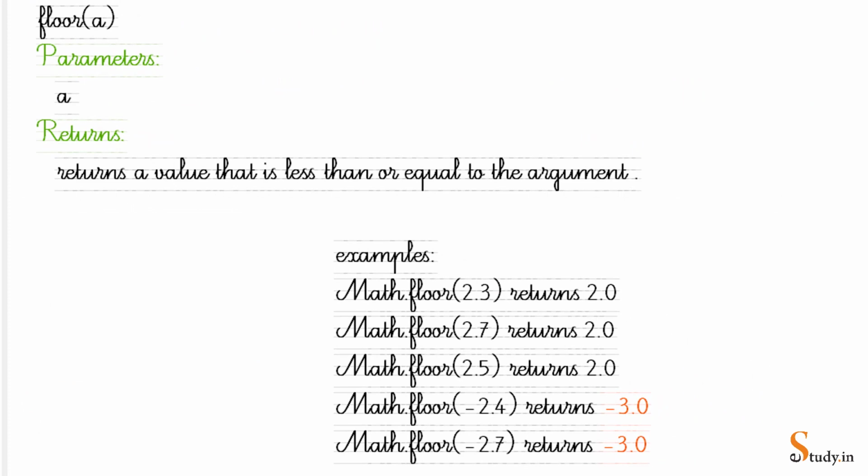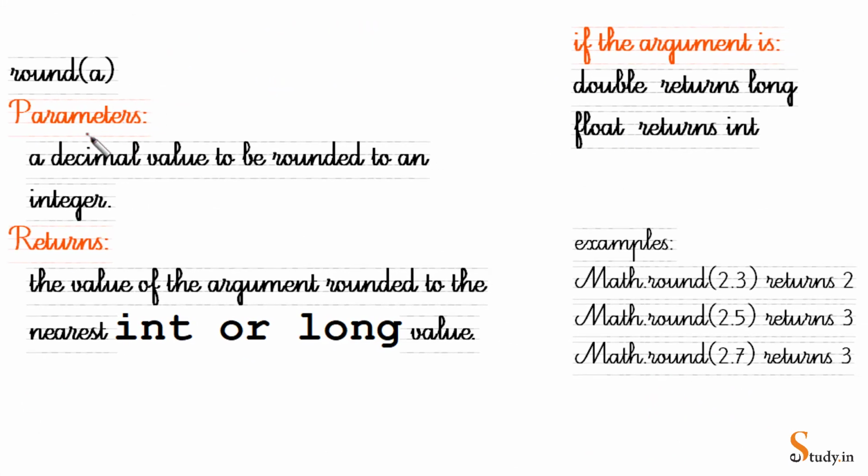The next function which we are going to take up is the round function. Now round is a little different from ceiling and floor. With ceiling, the value is always rounded up, and with floor, the value is always rounded down. The round function actually works like the way we round values in math. If the digit after the decimal point is greater than or equal to 5, then it is rounded up, else it is rounded down. The same way it will work.